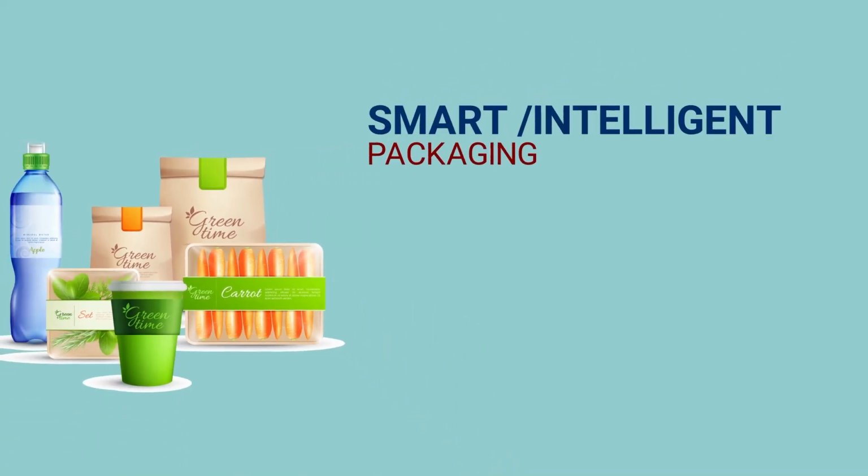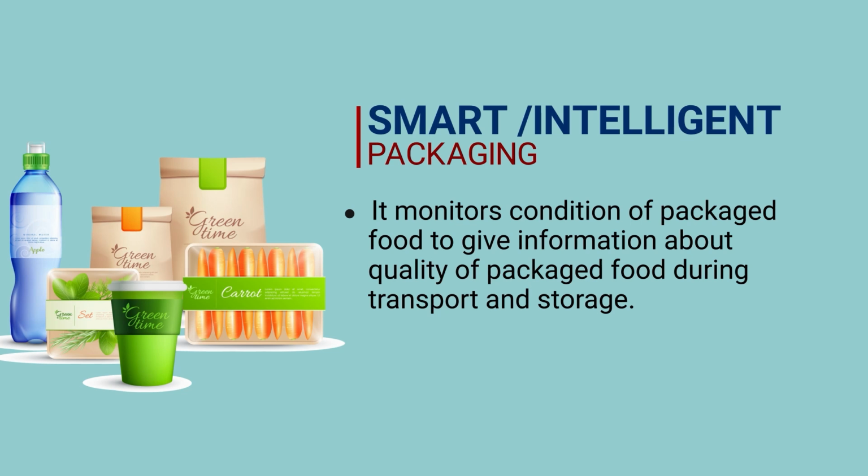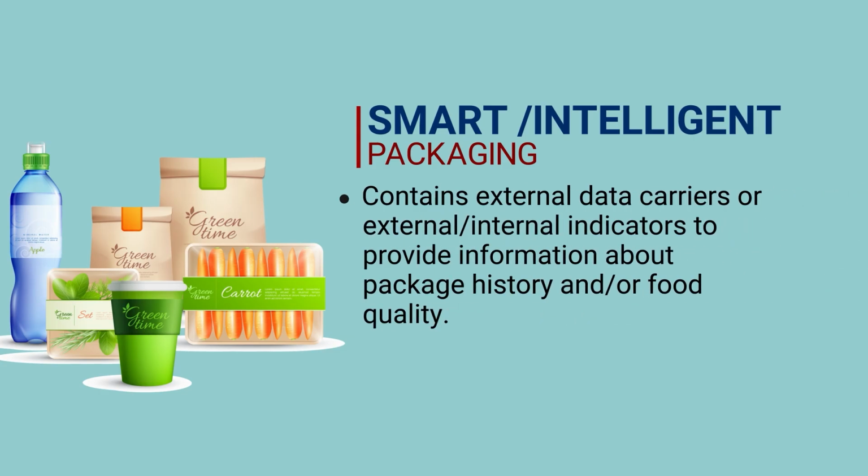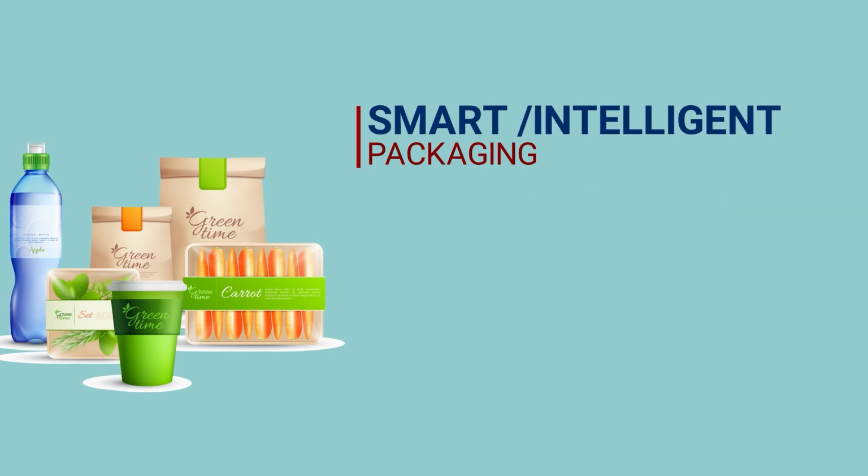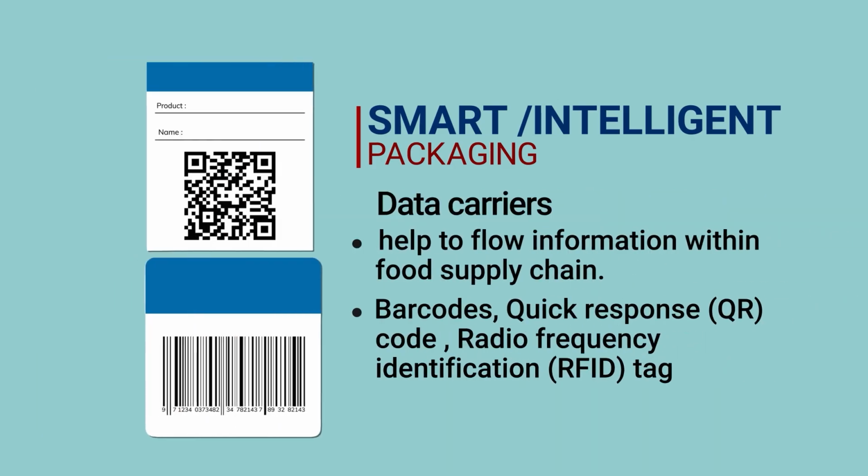Now we will see a very important packaging system, that is smart packaging or intelligent packaging. What happens here? This intelligent packaging monitors the condition of the packaged food to give information about the quality of the packaged food during transport and storage, and it contains external data carriers or external or internal indicators or sensors to provide information about package history and or the food quality. Broadly, this can be of two types. One is data carriers. I hope you all have seen the barcodes or QR codes or RFID tags on the package as a label. So what does it do? It actually helps to flow the information within the food supply chain.